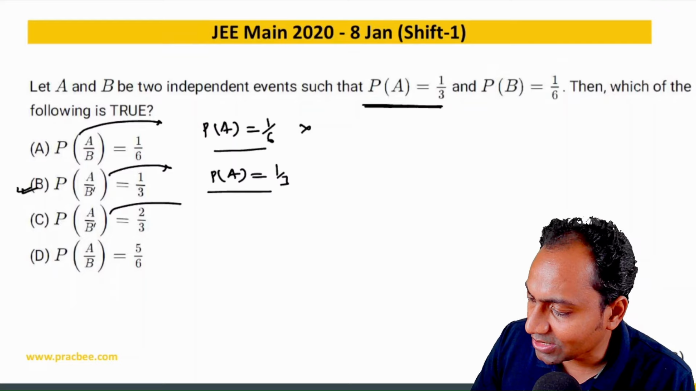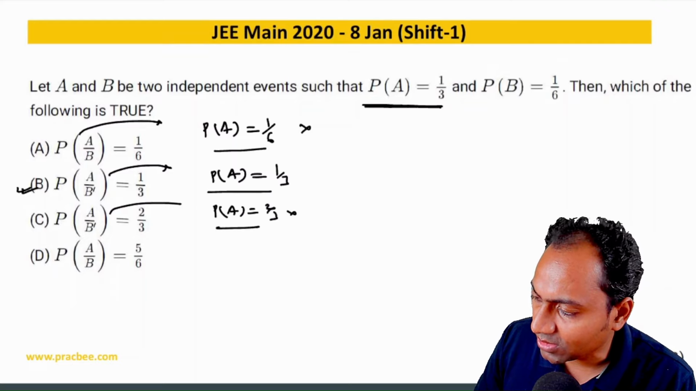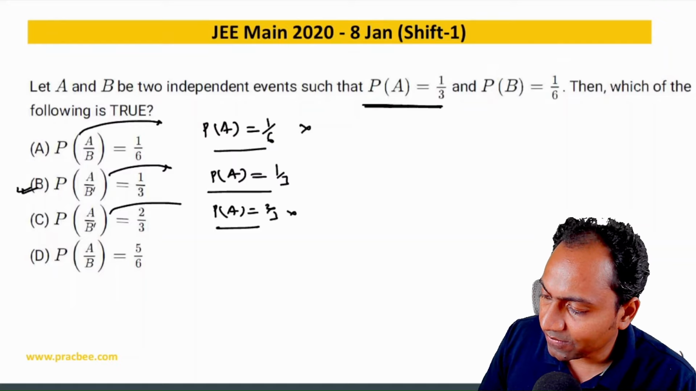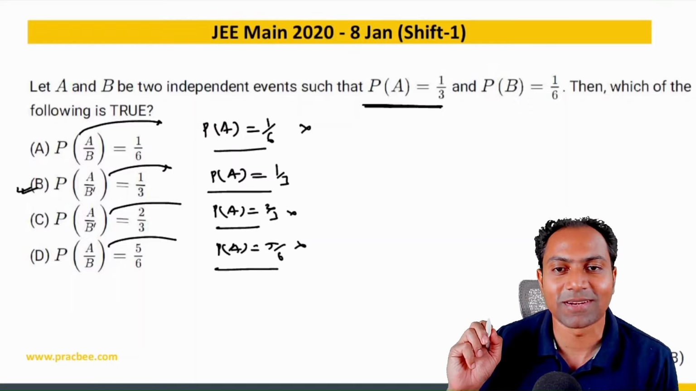If you want to check the next one, it will also become P of A, but this is given as 2 by 3, which is not correct based on the question. And if I look into the last one, it will also be P of A, and it is given as nothing but 5 by 6, which is also not true. So your option B becomes correct.